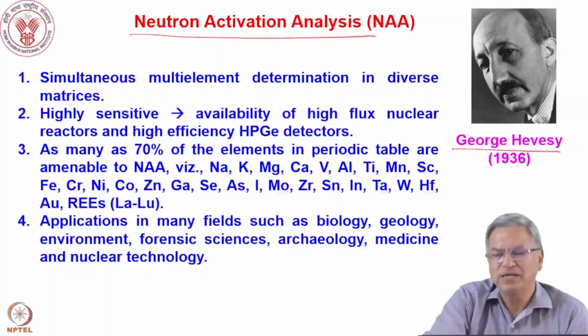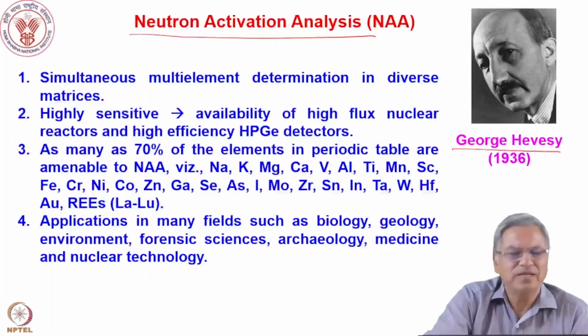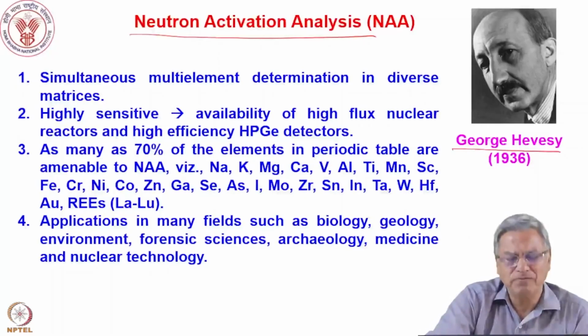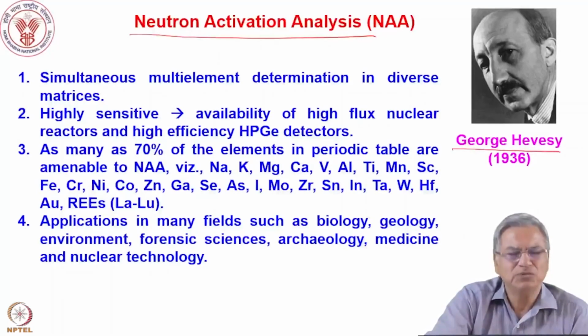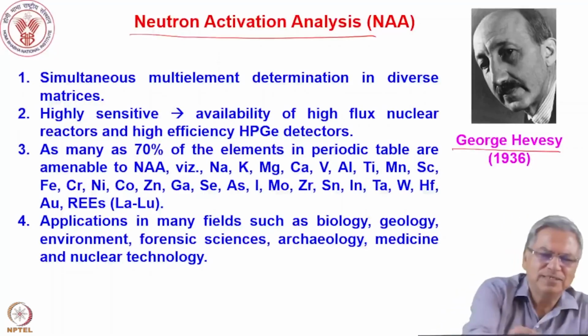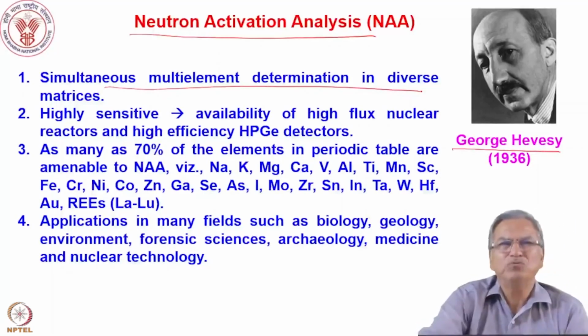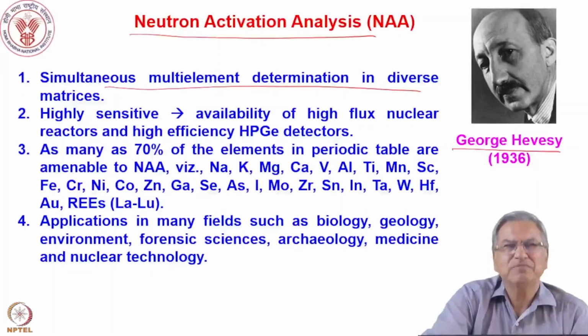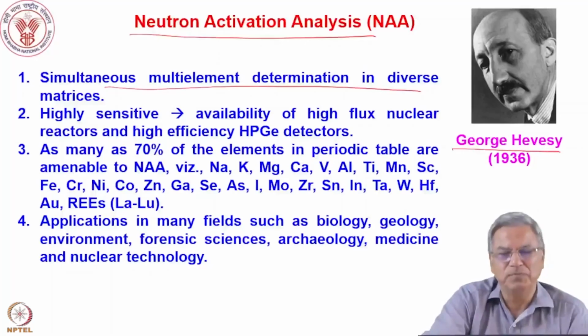George Hevesy, along with Hilde Levy, developed this technique in 1936, and since then it has become so popular among analytical chemists. Not only analytical chemistry, but there are many fields in which this technique is being utilized. The best part of this technique is that you could just irradiate one sample, and you can determine simultaneously several elements in the sample. Whichever elements are amenable to neutron activation analysis, you bombard them, and you get radioactive isotopes. Sometimes even if you get prompt gamma rays, you can determine the concentration of these elements.